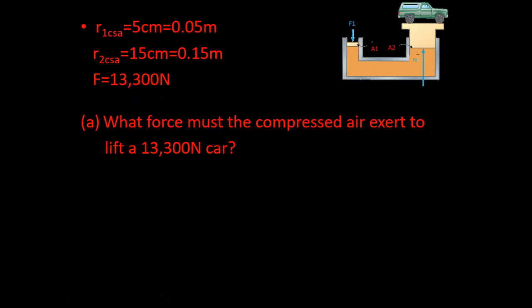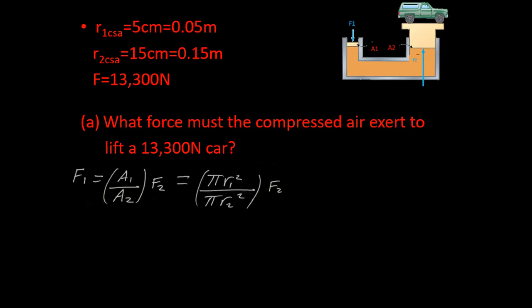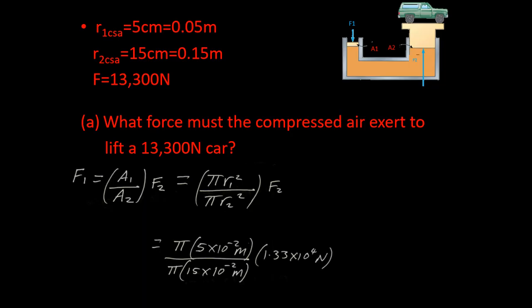So we could go back to our equations from before. F1 over A1 is F2 over A2. Rearrange them. F1 is A1 over A2 times F2. Now the area, if we assume these to be circular cylinders, and as we're given a radius, that would be a reasonable assumption, we can say will be pi r1 squared over pi r2 squared. If we substitute in, this will be pi 5 times 10 to the minus 2 over pi 15 times 10 to the minus 2. I have squared these in the calculation, even though they're not present here. Multiply this by our 13,300, and we'll get 1.48 times 10 to the 3 newtons.